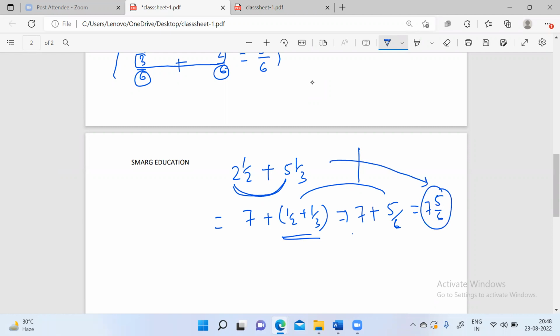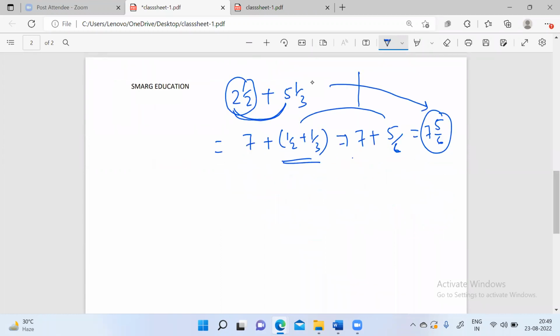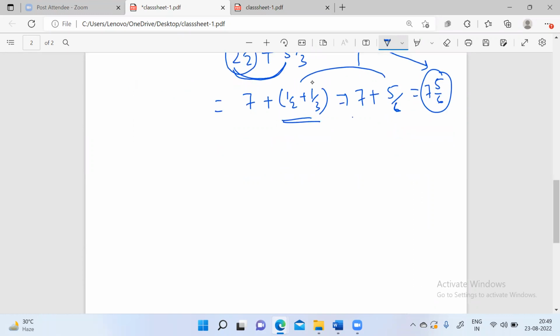Does it seem simple to you? Meher, tell me. Yes, sir. It is much simpler. You don't actually have to convert the mixed fraction into a proper fraction always. If you look at these additions and even subtractions, you will find that using mixed fractions is far easier.